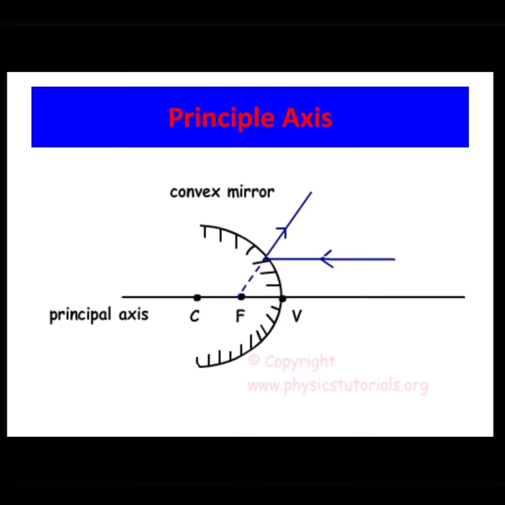Principal axis. The line joining the pole of the mirror and the center of the curvature is called principal axis. So the whole line which passes through the convex mirror, it is said to be principal axis.